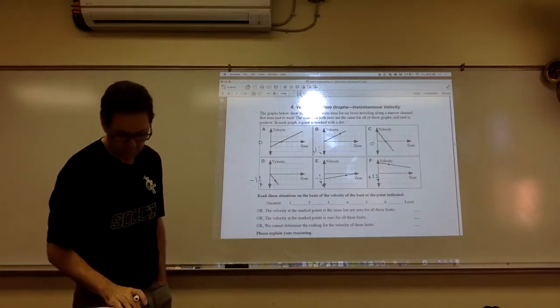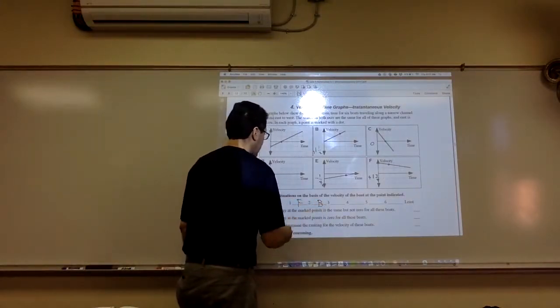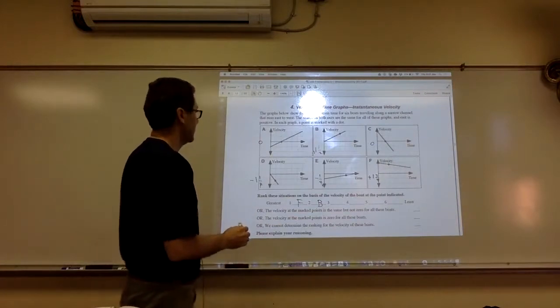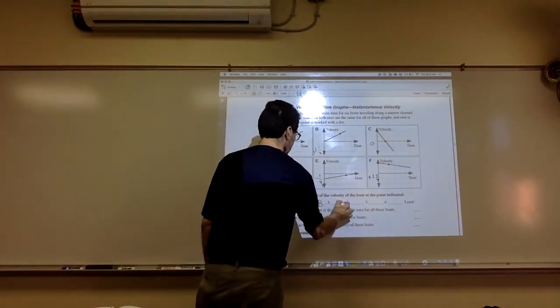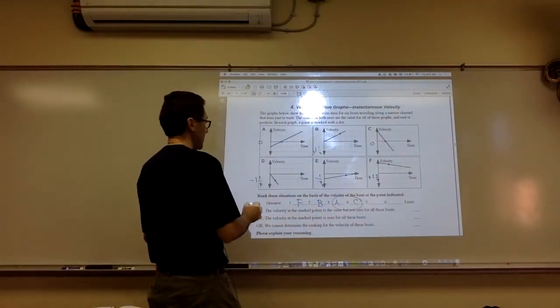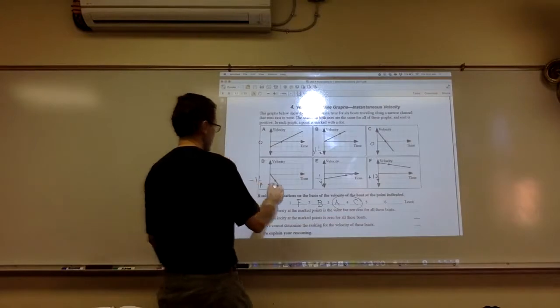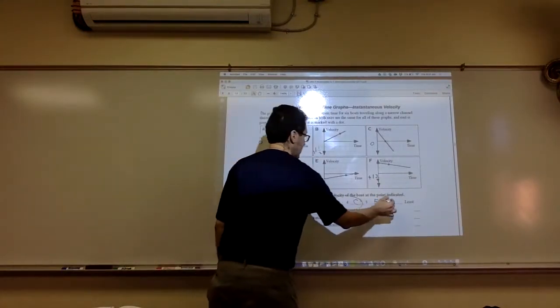Okay, so the ranking would be F, B from greatest, and it looks like A and C are tied for 3rd and 4th place, and then comes, which one is bigger? So then comes E, and then comes D.